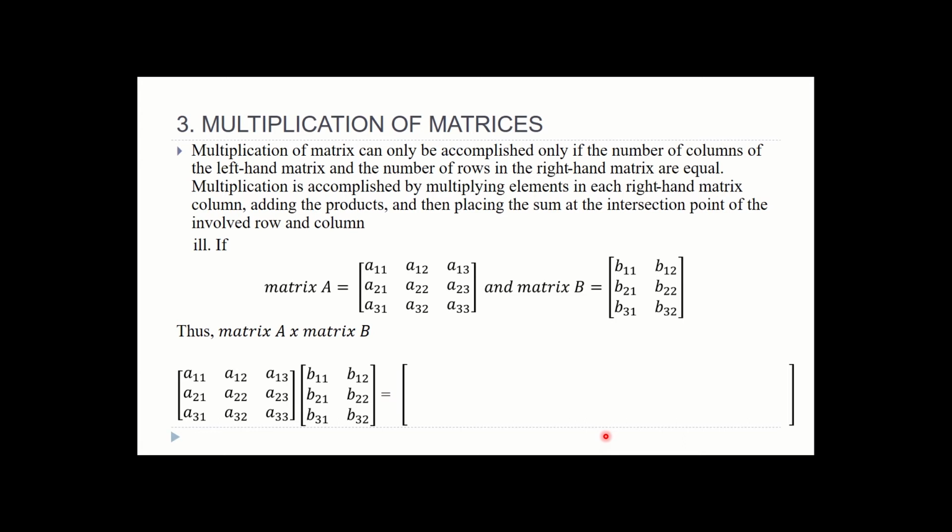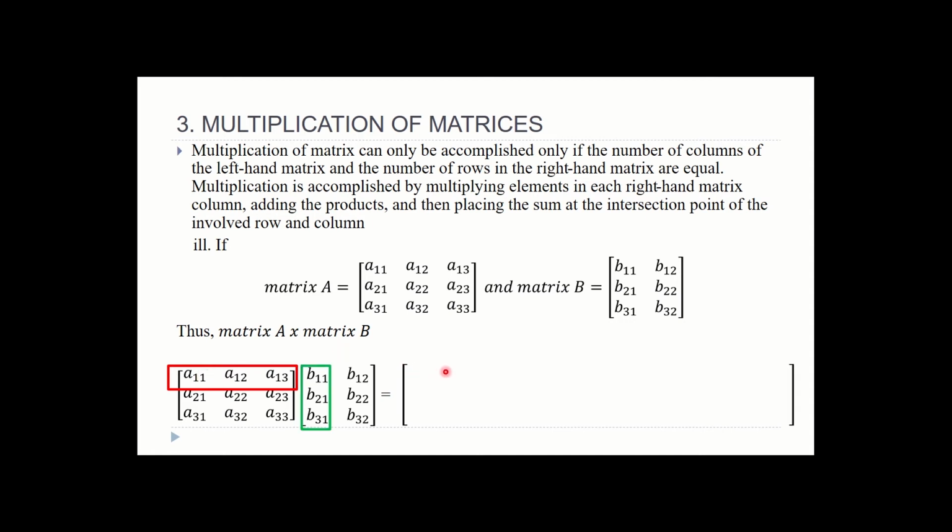Given below, you have a 3 by 3 matrix A and a matrix B of a 3 by 2 matrix. The resulting matrix of a 3 by 3 multiplied by a 3 by 2 is a 3 by 2 matrix. If you will have here your matrix A times matrix B, the first element of your resulting matrix can be solved using the first row of your matrix A and the first column of your matrix B.